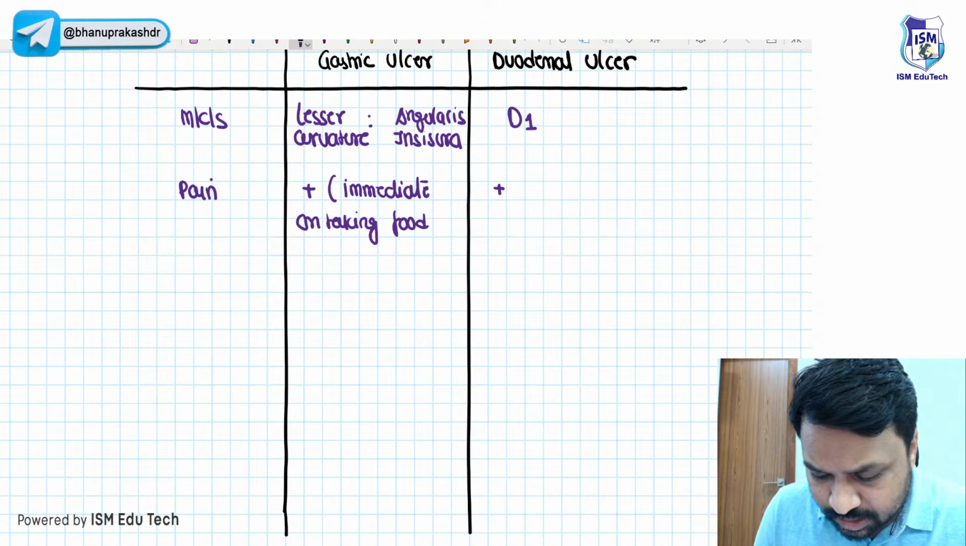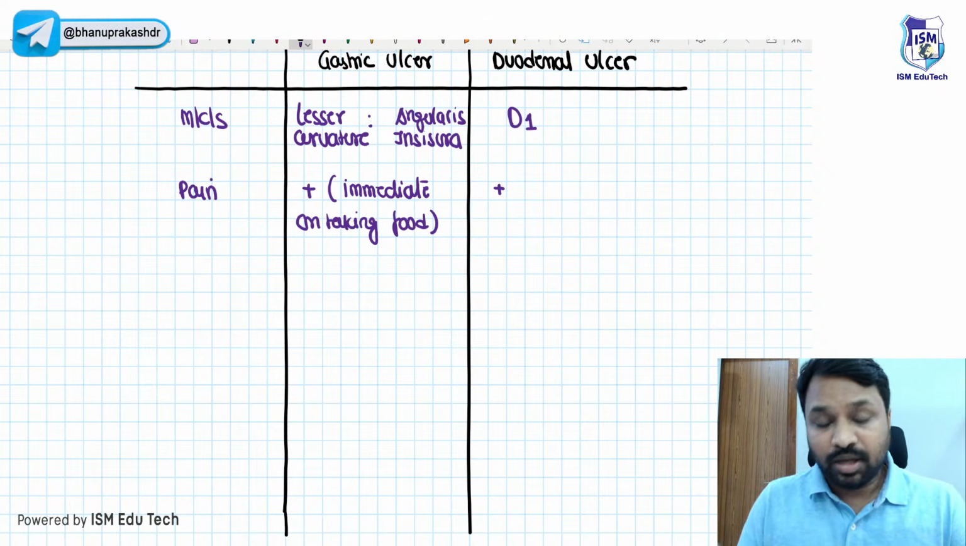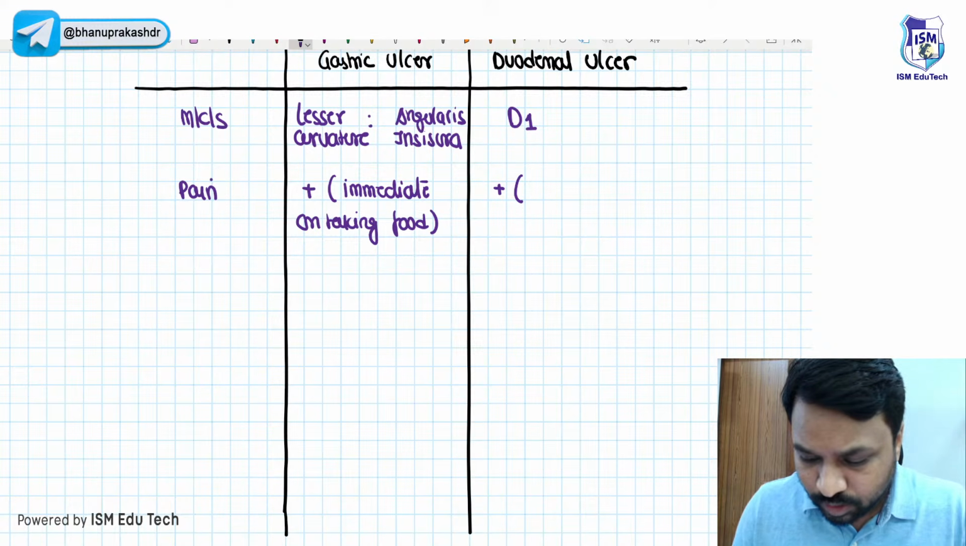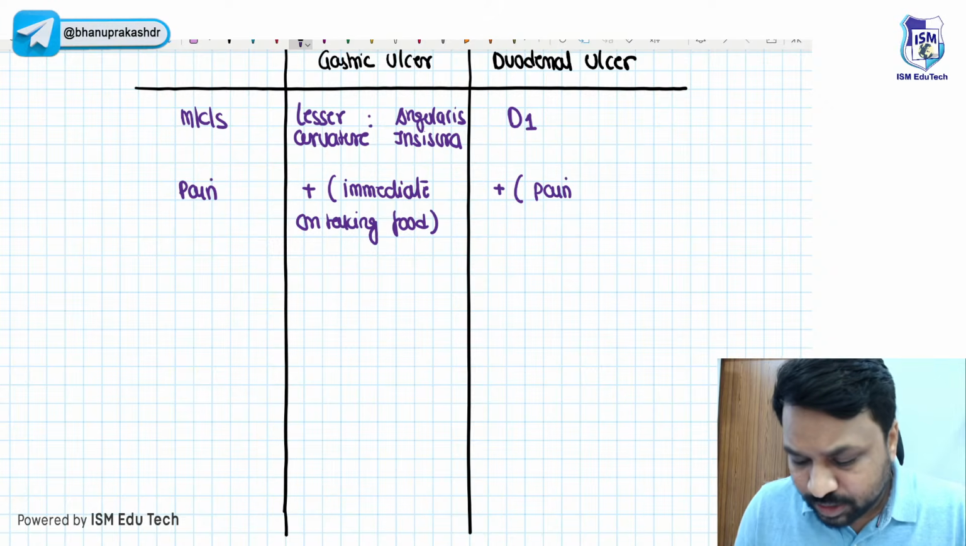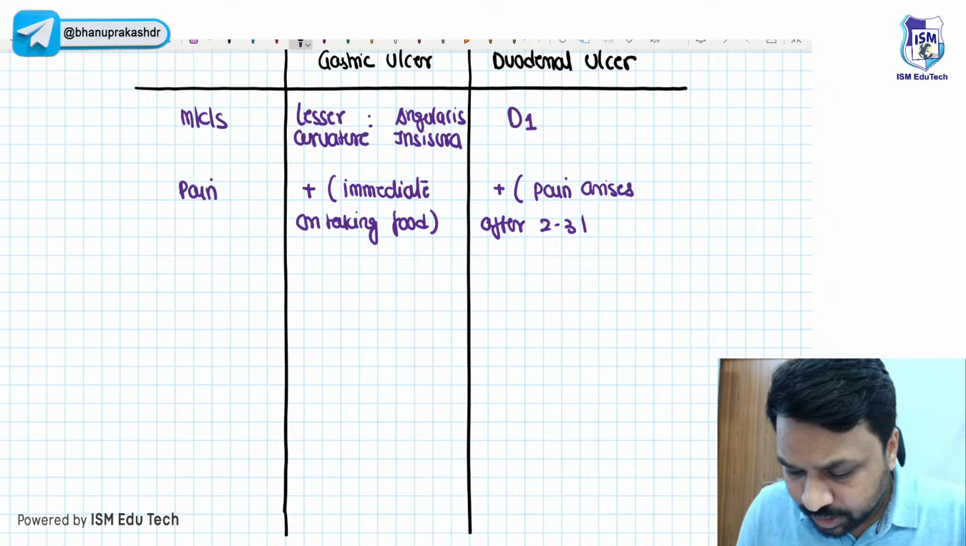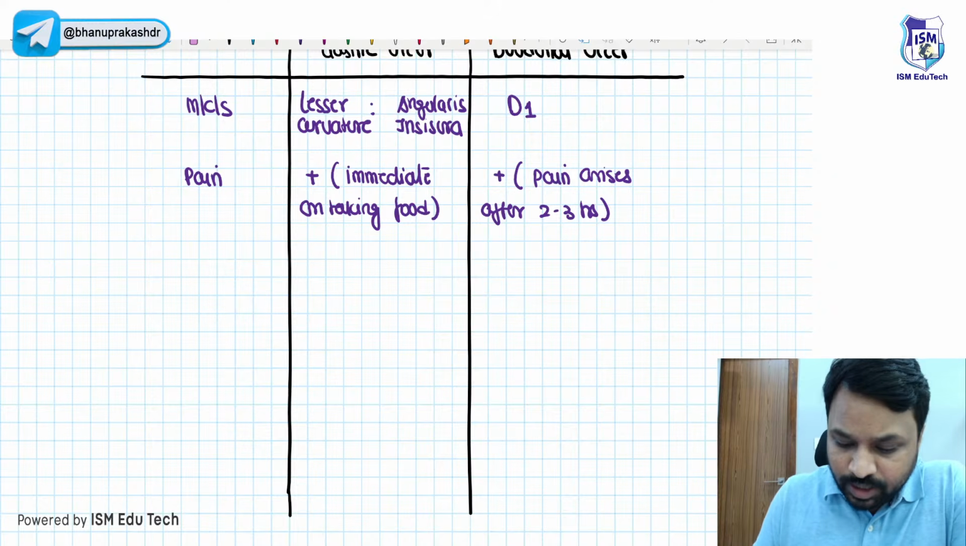Because the transit of the food from the esophagus to the stomach is negligible. You eat, it goes directly into the stomach, whereas the gastric emptying time is 2 to 3 hours. That is why in duodenal ulcer the pain arises after 2 to 3 hours, right?